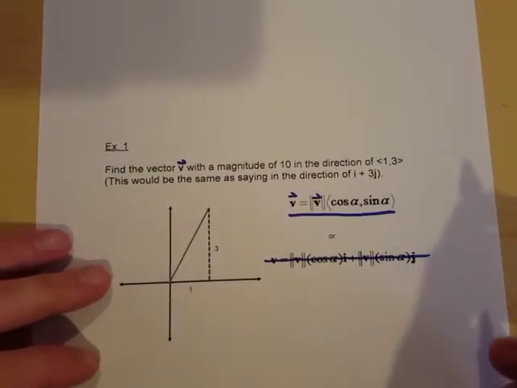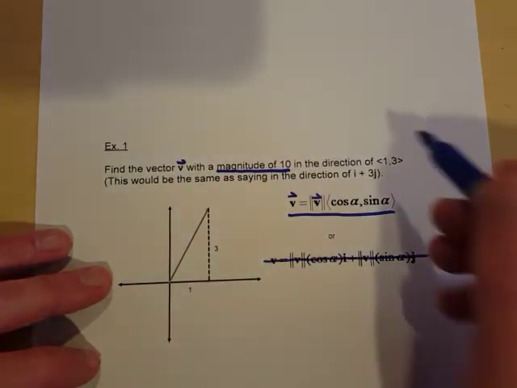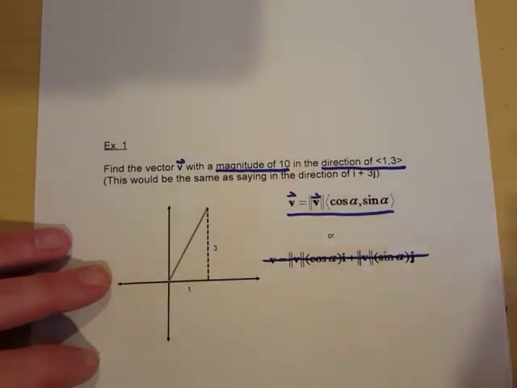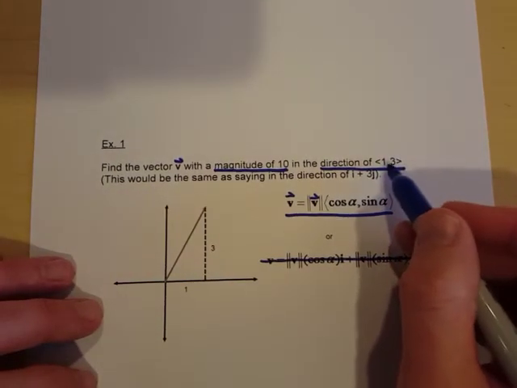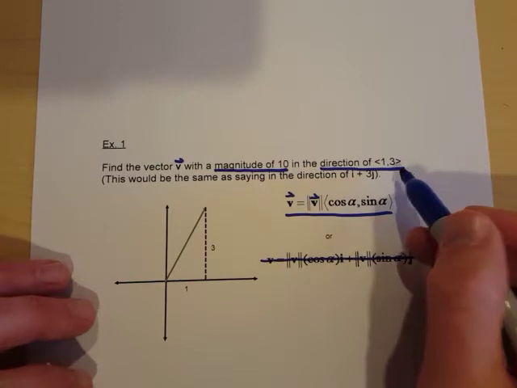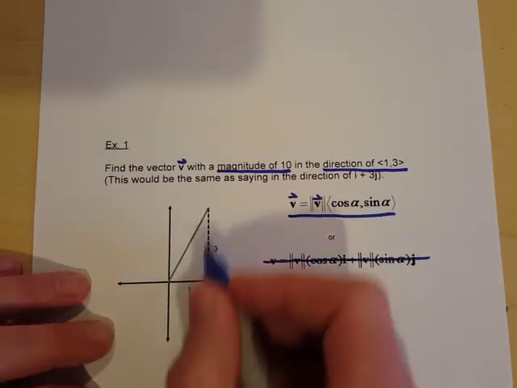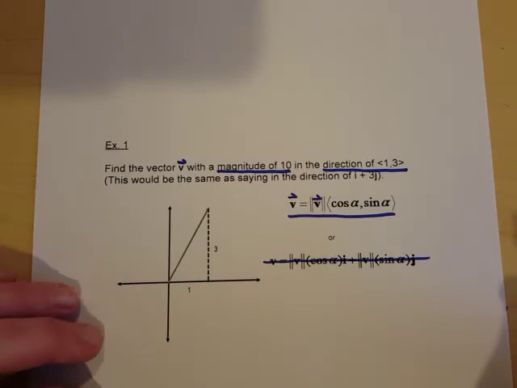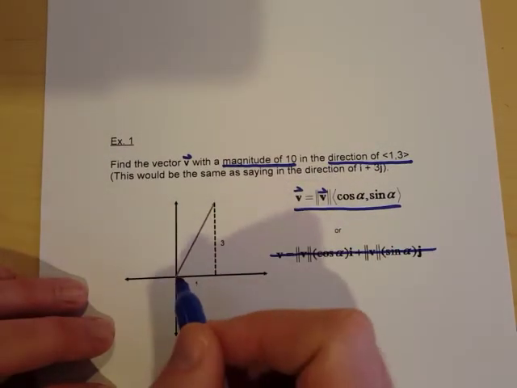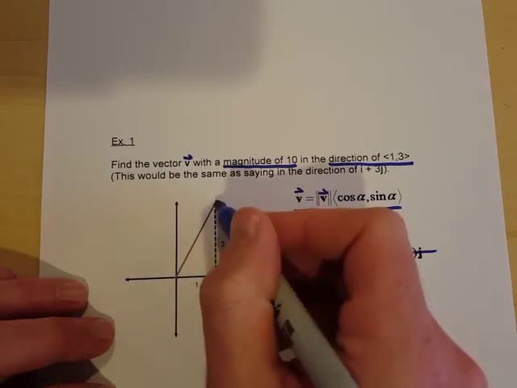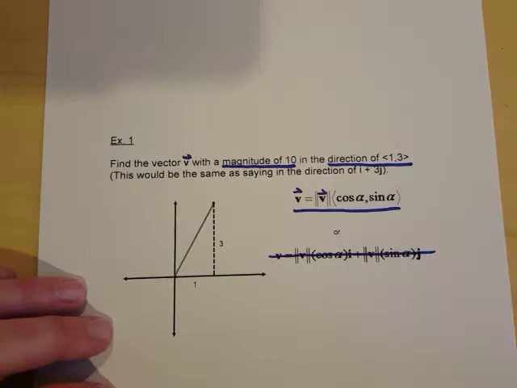Now the information given here is that we are going to have a magnitude of 10 in the direction of <1, 3>. So I want to highlight the direction of this first. If it gives you the direction in terms of a vector, what we're going to do with it first is actually draw out that vector on the plane. So as you see, I've drawn this vector that's <1, 3>, and I've got the vector drawn to connect the initial point to the terminal point.